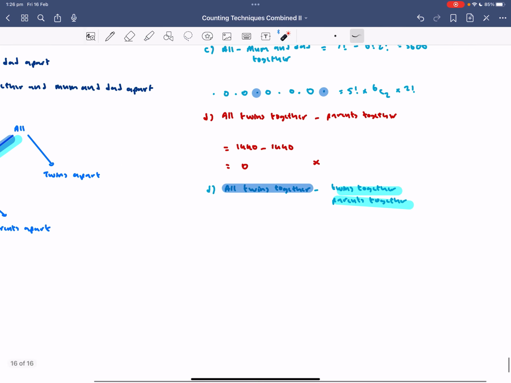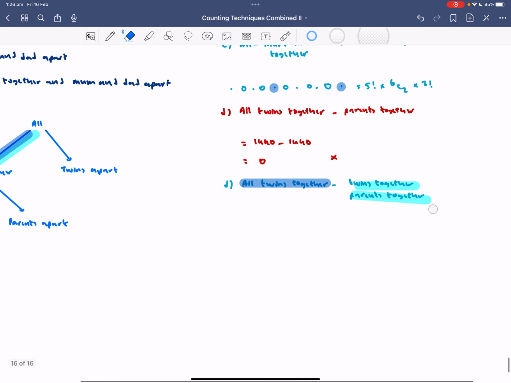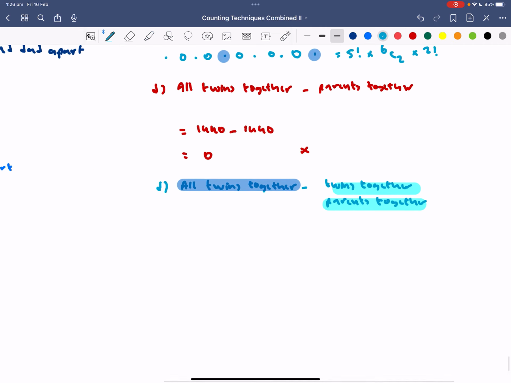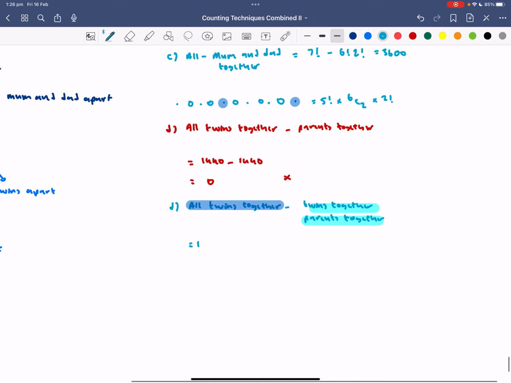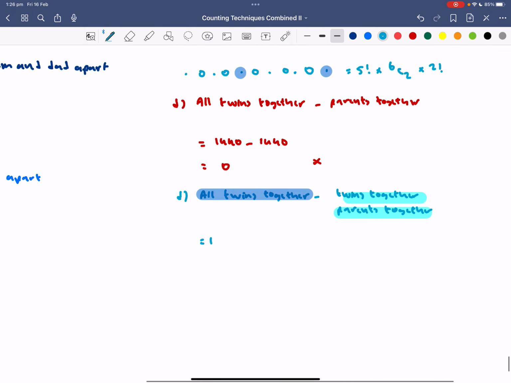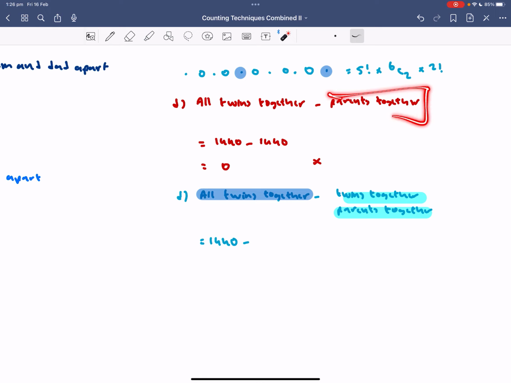If not, rewind and re-listen to what I just said, but that is a very, very important concept. So now this question is really easy. How many ways are all the twins together? The ways that all the twins are together is 1440. And then we have to minus away the ones where you don't just minus away where the parents are together. The problem is when we minus away the parents were together, we were minusing away the same number.